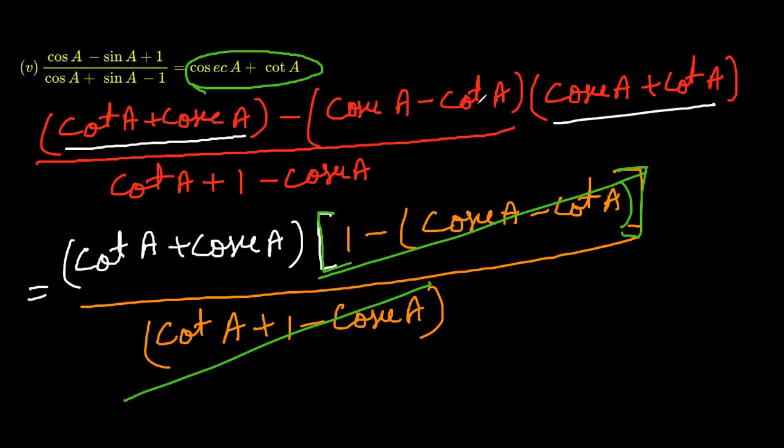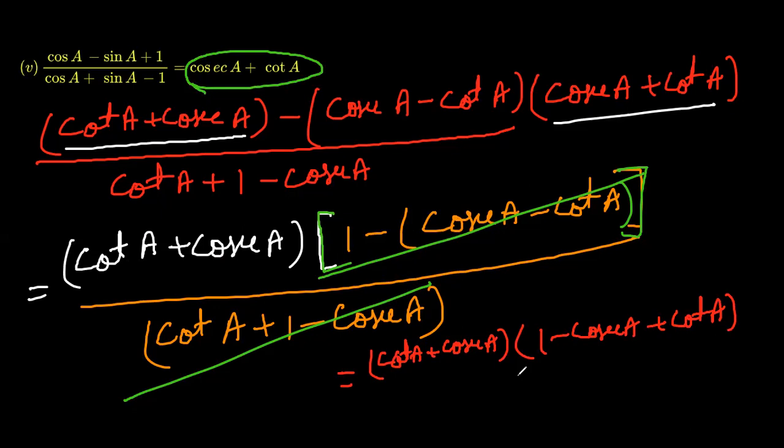Okay, actually you should show this part in the next step, where you will write this is equal to cot A plus cosec A, multiplied with 1 minus cosec A plus cot A. Open the bracket of the numerator and divided by denominator, which is positive cot A, positive 1 minus cosec A. So it can be written exactly the same as 1 minus cosec A, because negative of cosec A, and positive of 1 and positive of cot A.